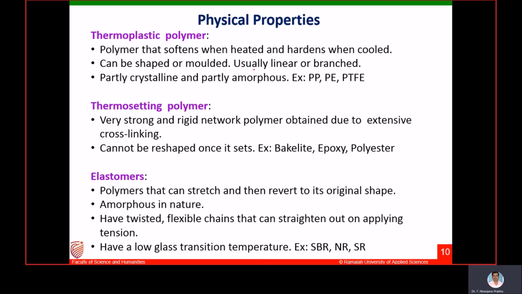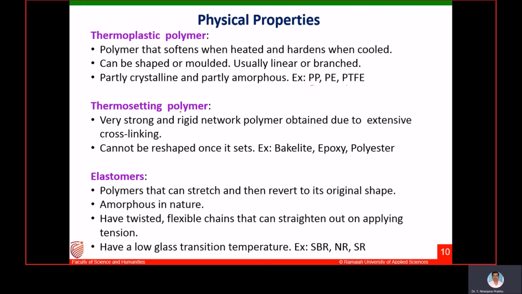Usually these polymers are linear or slightly branched chain polymers, and they are partly crystalline and partly amorphous. Examples for these polymers include polypropylene, polyethylene, and polytetrafluoroethylene, that is Teflon. So thermoplastic polymers are the polymers that soften on heating and harden on cooling. Once shaped, they can be reheated, reshaped, and remolded. In simple words, I can say recycling is possible for thermoplastic materials.